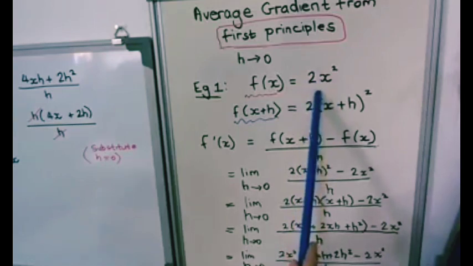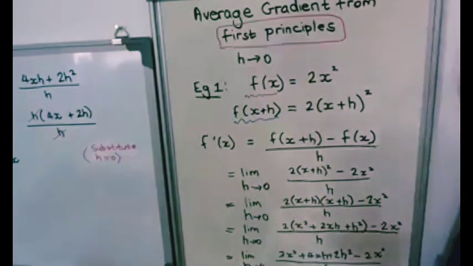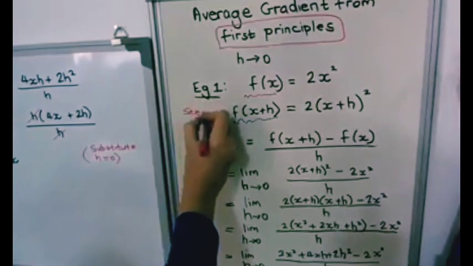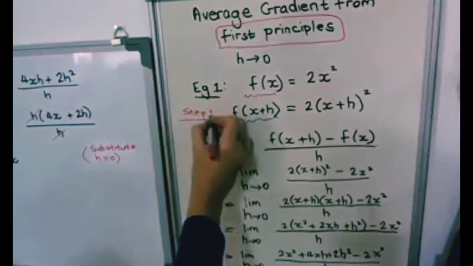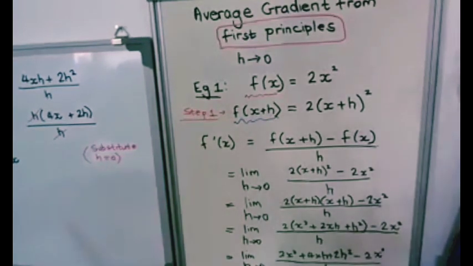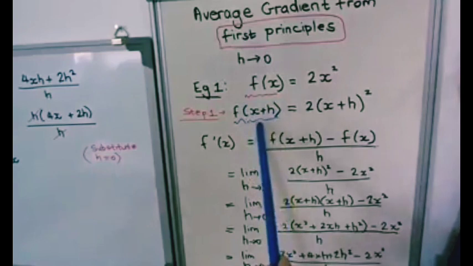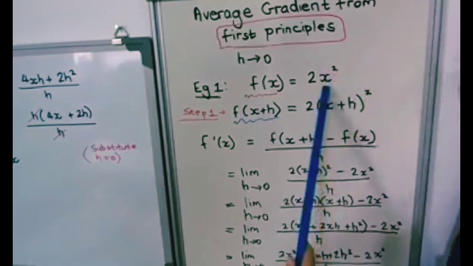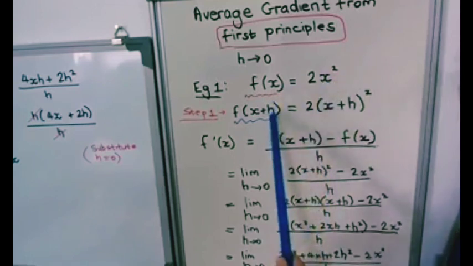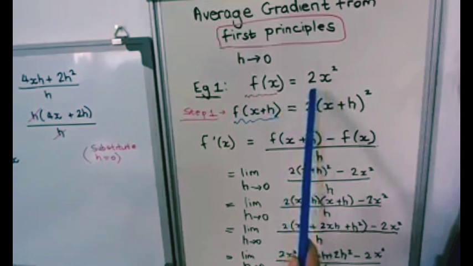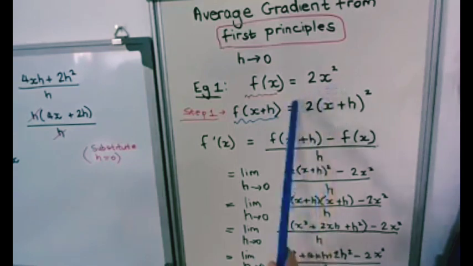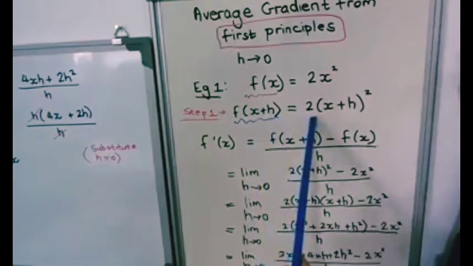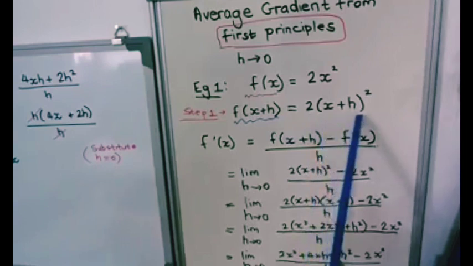Okay, so my first step, step 1, is I substitute x plus h into wherever there's an x. For example, here we've got 2x squared, so in place of x, I'm putting x plus h. So I'm going to have 2 bracket x plus h bracket.